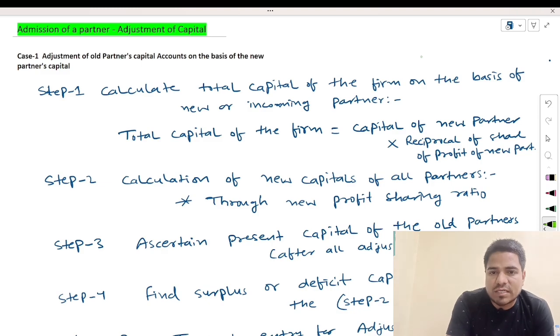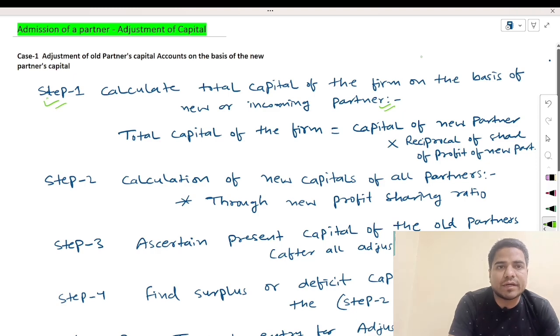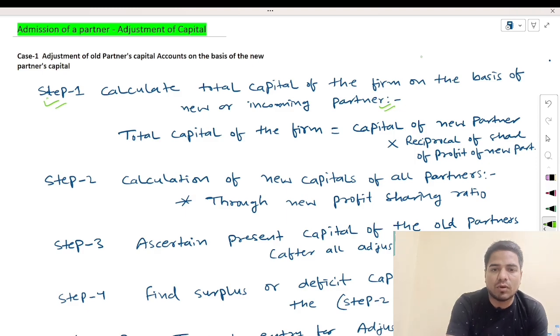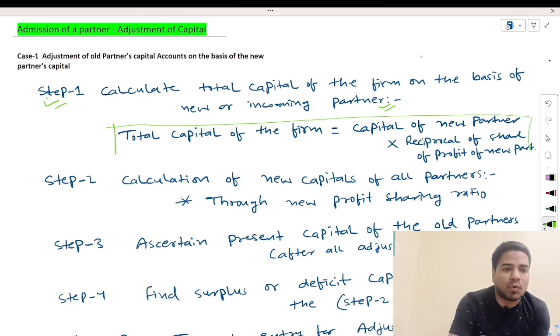So here the first step is to calculate the total capital of the firm on the basis of the new or incoming partner. First thing you have to calculate here is the total capital of the new firm. How will you calculate the total capital of the new firm? This will be the formula: capital of the new partner multiplied by the reciprocal of the share of profit of the new partner.